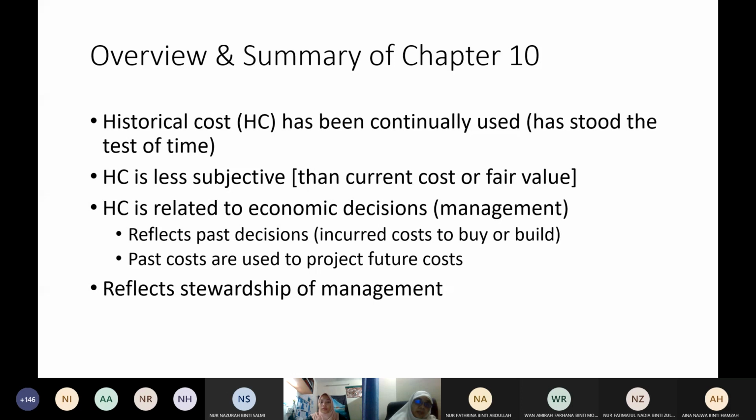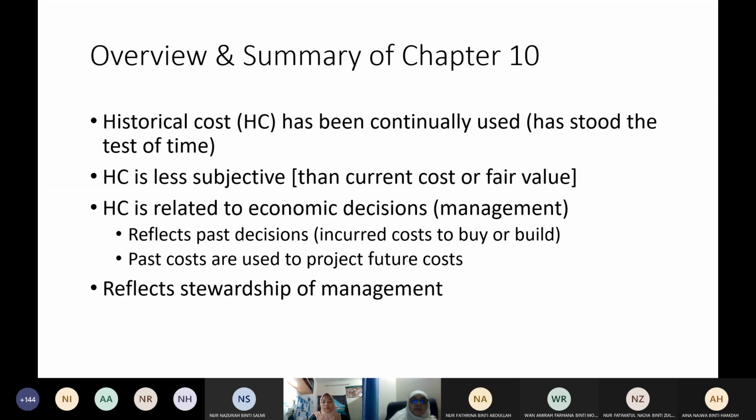You know that historical cost has been used for many, many years, so it has basically stood the test of time. Historical cost is considered more objective or less subjective than other valuation methods, such as current cost or fair value. Its benefit is that it reflects the decisions made by management, related to the past, because historical cost is the cost incurred when they buy that asset or produce that asset.